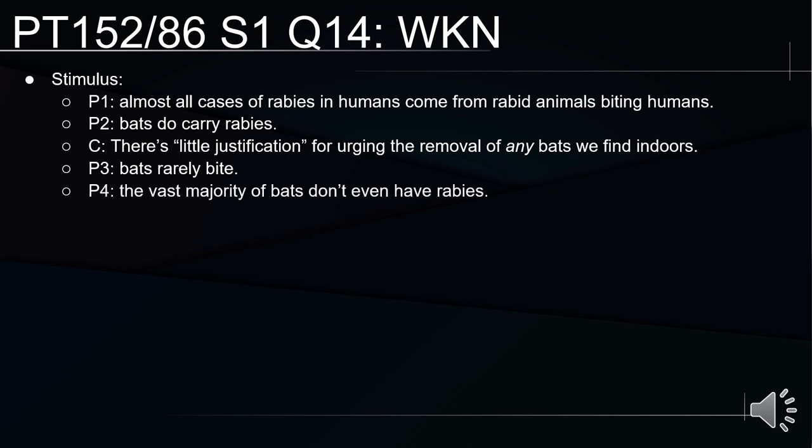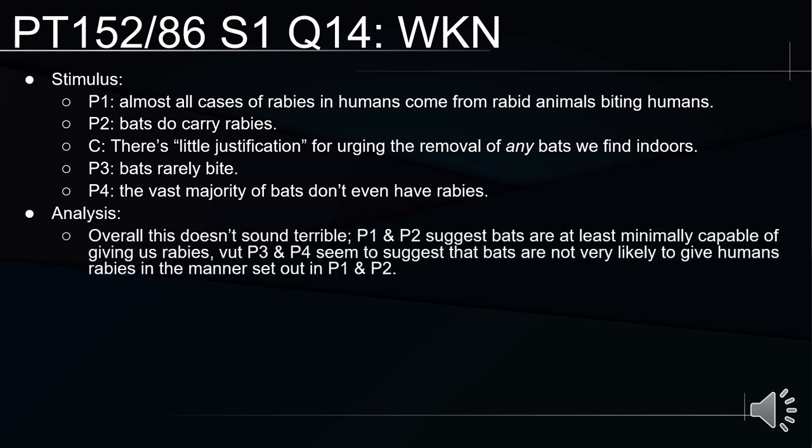And finally, we do also get a P4: the overwhelming majority of bats do not even have rabies to begin with. So P3 and P4 now put together do offer a fairly stark contrast to P1 and P2. Again, P1 and P2 set up the at least baseline not impossibility of bats transmitting rabies to us, but we do hear in P3 and P4 that the normal way that we would expect an animal, including bats, to give rabies to humans doesn't really seem like much of a threat. It probably isn't going to happen.